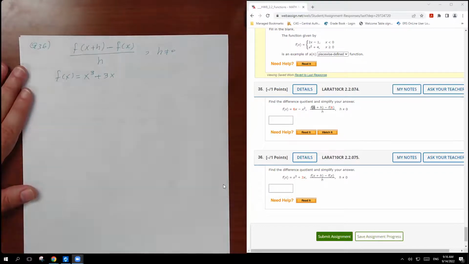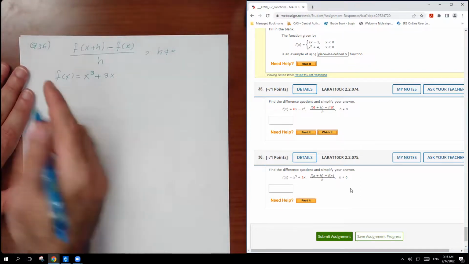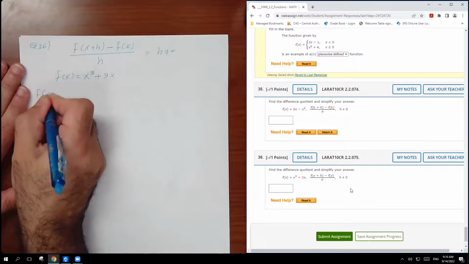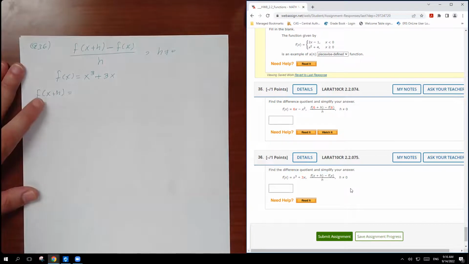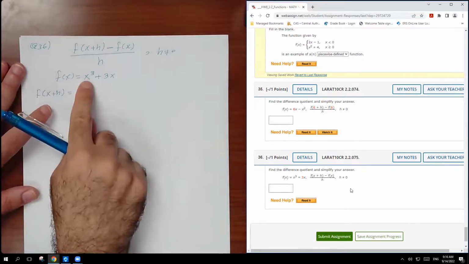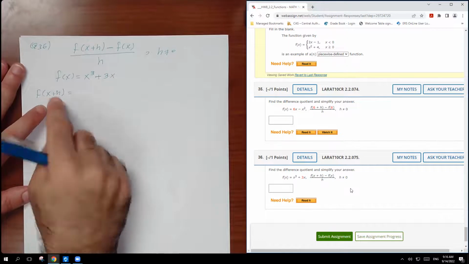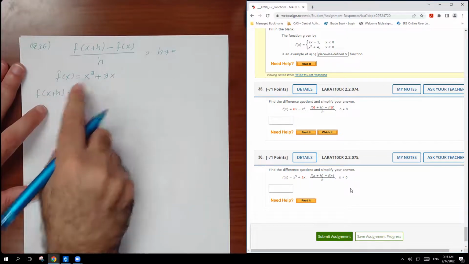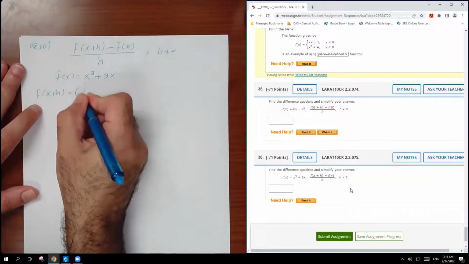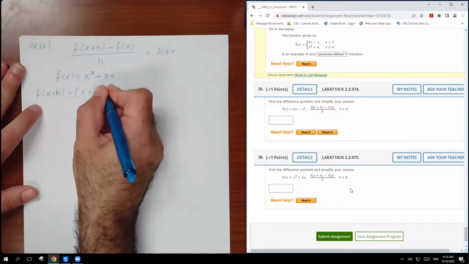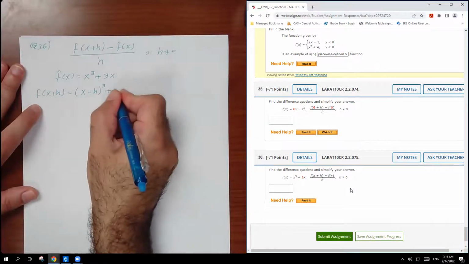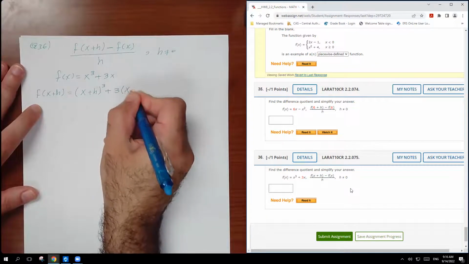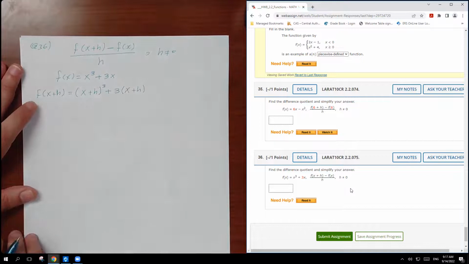So the first thing, we need to find f of x plus h. That means f of x plus h equals, I'm going to plug in x plus h instead of each x. So it's going to be x plus h cubed plus 3x, which is x plus h. This is the first part.